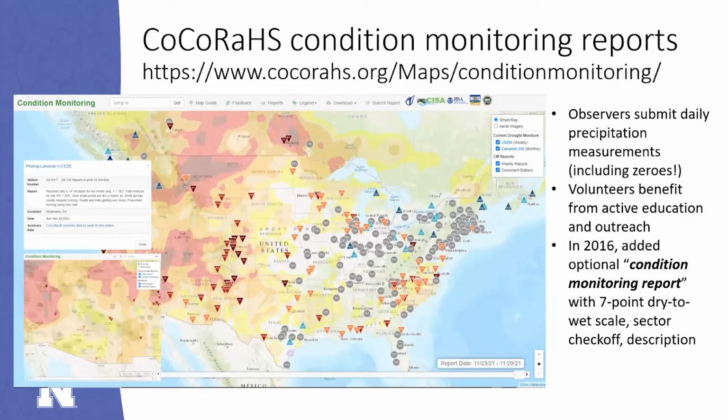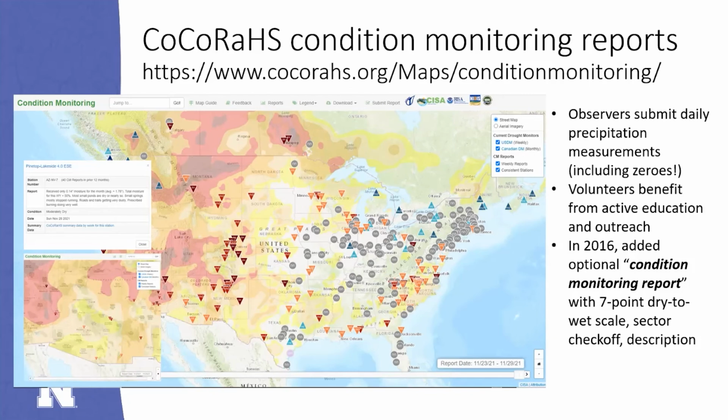CoCoRaHS is a very credible citizen science organization. The important thing to know here is that in 2016, they added the option to file a condition monitoring report to the daily precipitation observations. The condition monitor report had a 7-point dry to wet scale, where you just click, is it severely dry, moderately dry, all the way to severely wet? And people just really took to that, and it seemed to greatly increase participation.